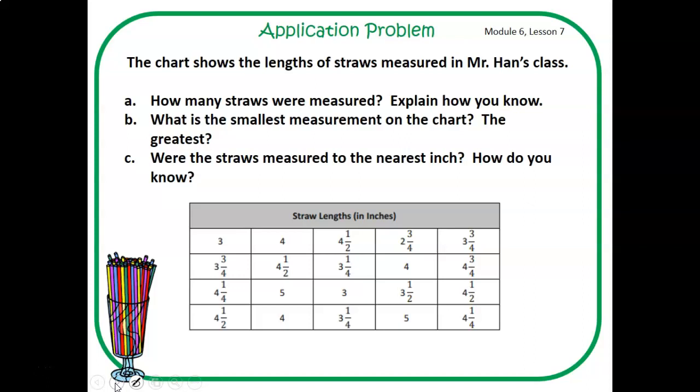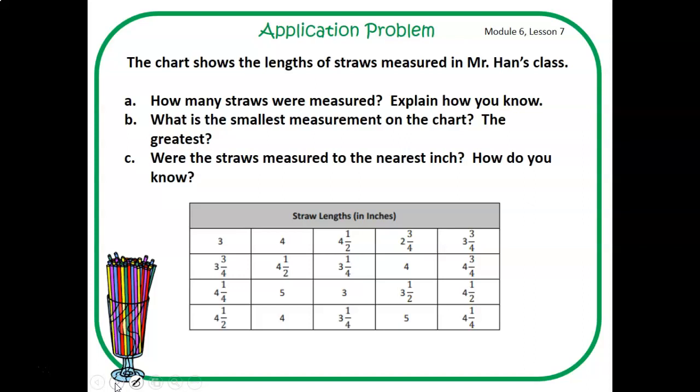Okay, what's the smallest measurement on the chart? Take a look at the chart. What's the smallest measurement you see? Would it be 3? No, I see something smaller than that. Would it be 2 3/4? I don't see anything smaller. I don't see anything else that has a 2, and that 2 is the smallest whole number that I see. So 2 3/4 would be the smallest.